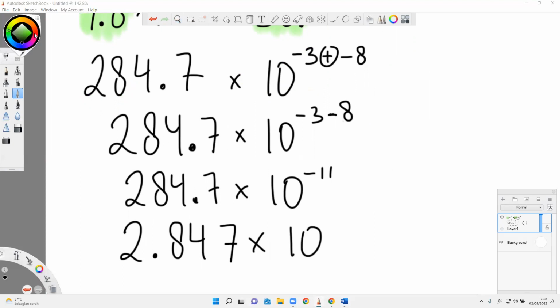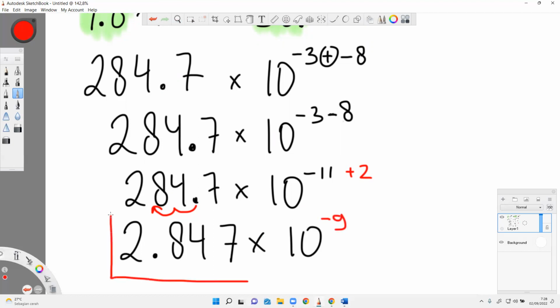Okay. What happened to the decimals? Decreased by 2, right? So we must increase by 2. Negative 9 or negative 13, guys? Yeah, that's it. Negative 9, yeah. Good. So everyone can do the negative numbers.